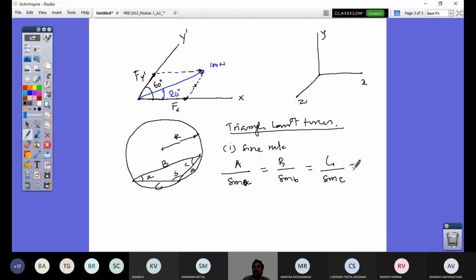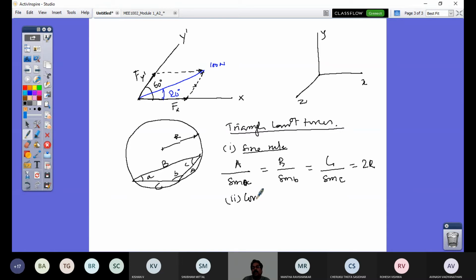And all these ratios are equal, and that is going to be equal to 2 times the radius of the circle that inscribes this triangle. So this is the sine rule, which you have done in your school days, you would remember, and this will be quite useful now for resolving this force. And there is another rule in this triangle law of forces. The triangle law of forces is where you construct the triangle where the sides are the magnitudes of the forces that you consider, then these rules are applicable.